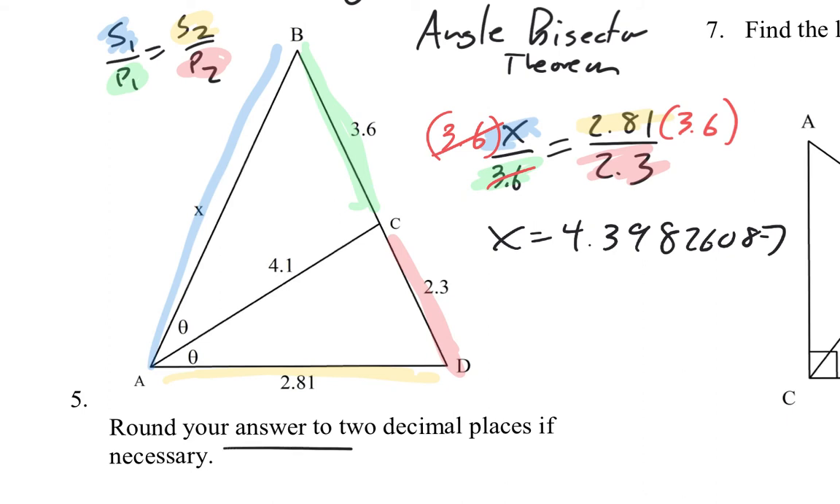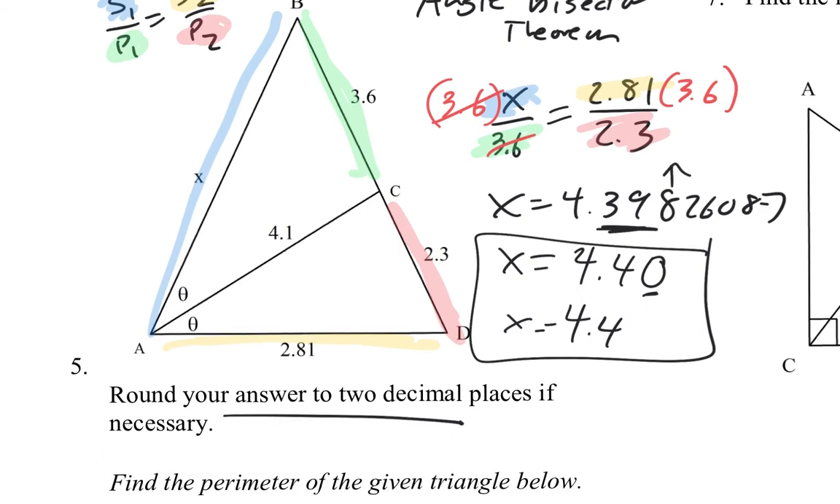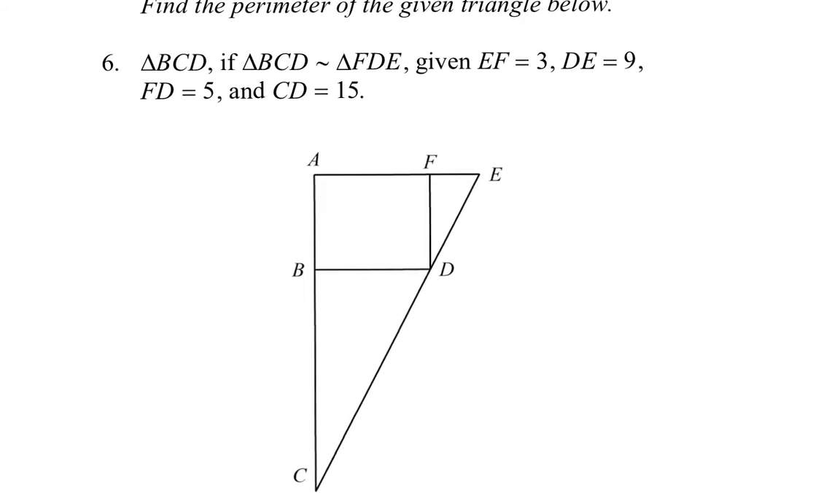Okay, but what does it say? It says round your answer to 2 decimal places. So that means I only want to round to these two, and the 8 is going to make this round up. So we're going to say that the answer is 4.40, which is kind of weird because we don't need to put the 0 there, so we could actually just say 4.4 then. All right, and we have answered question 5. Okay, let's go to number 6.